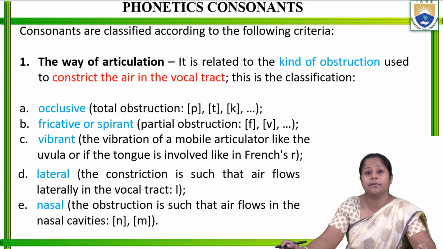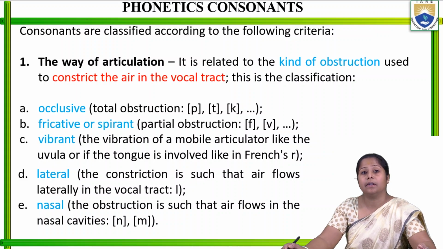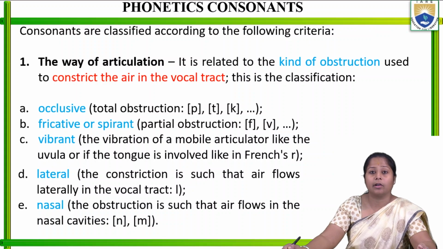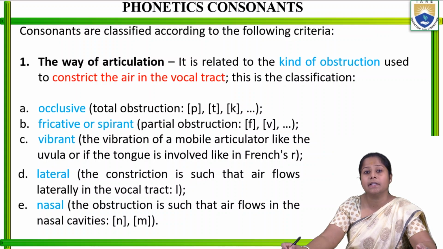Now comes the phonetics of consonants. Consonants are classified according to the following criteria. First, the manner of articulation, which is related to the kind of obstruction used to constrict the air in the vocal cords. Whenever an obstruction is created to constrict the air, that gives the manner of articulation, which is classified into different forms. The first form is occlusive, which is total obstruction. The sounds P, T, K come under this.